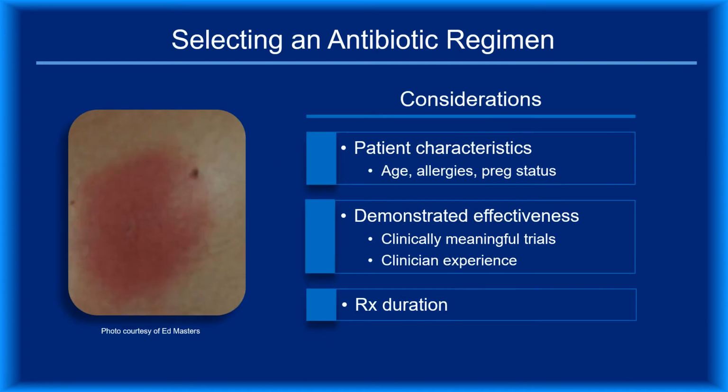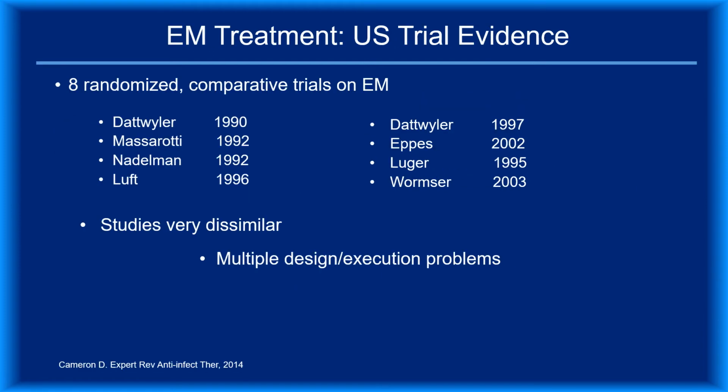Getting back to your patient, in order to select an appropriate antibiotic regimen, you need to consider patient-specific factors, such as age and medication allergies. And you also need to know which antibiotics are likely to kill Borrelia burgdorferi. Clinical efficacy can be determined in clinical trials and through clinical experience.